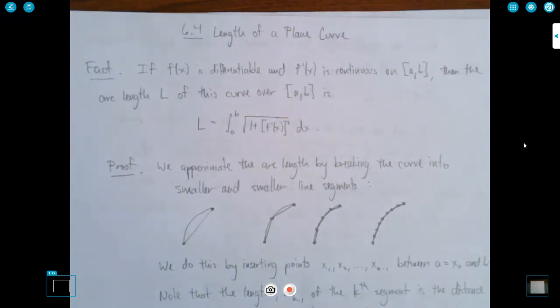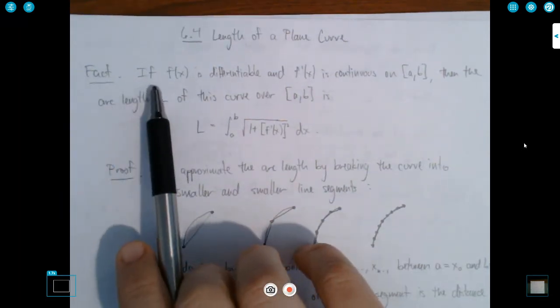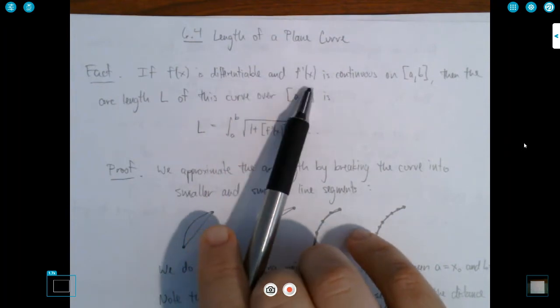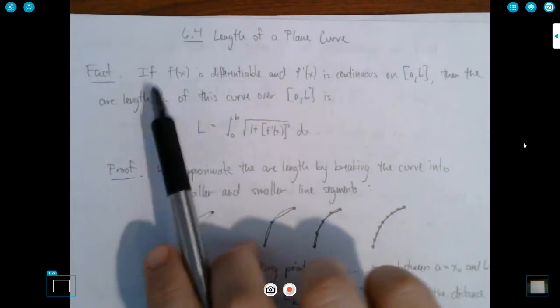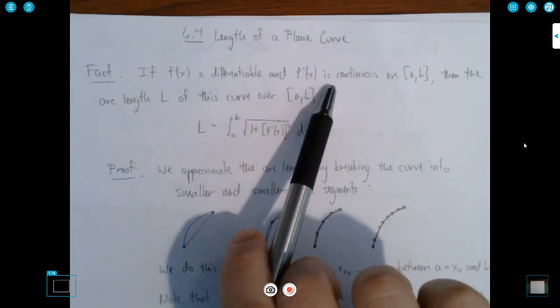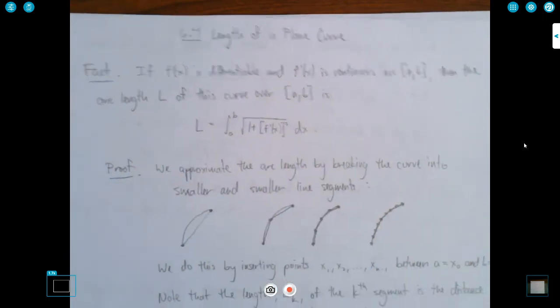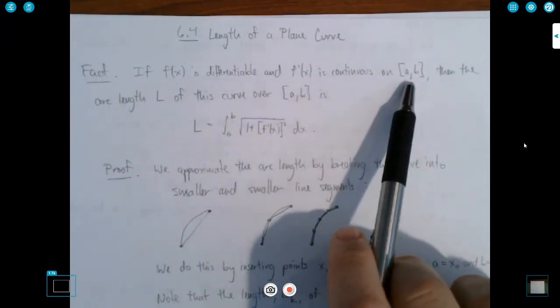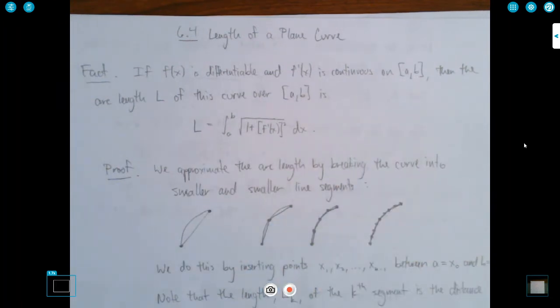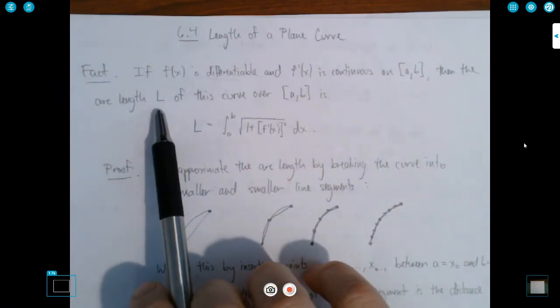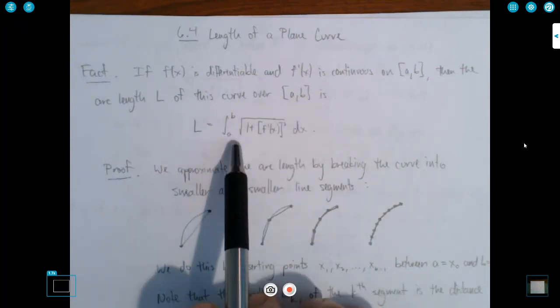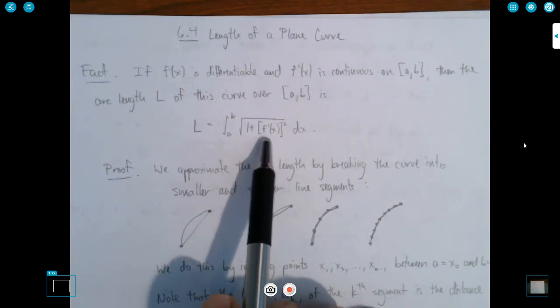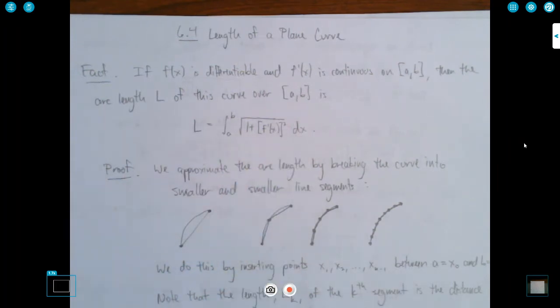So here's how that works. If f of x is differentiable, and if f prime is continuous. Now, the reason we require f prime to be continuous and f to be differentiable is so that f is a smooth curve. So this is just a mathy way of saying that f is a smooth curve, right? So if f is a smooth curve on the interval from a to b, then the arc length L of this curve on [a, b] is given by the integral from a to b of the square root of 1 plus f prime of x squared dx.